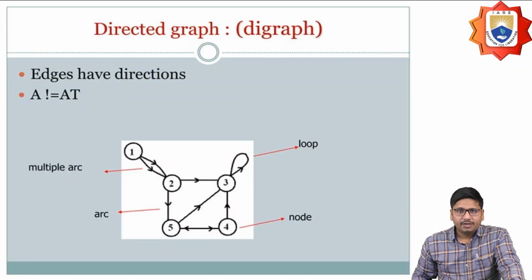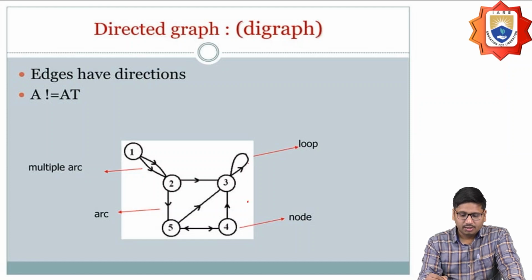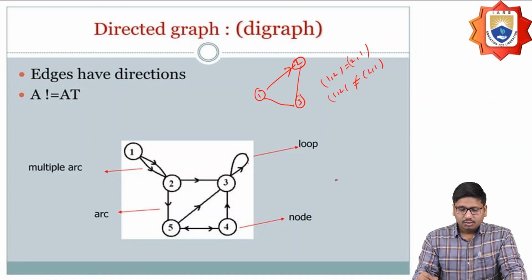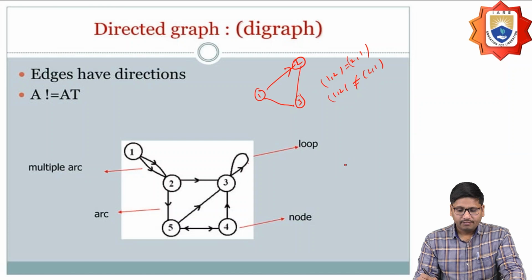And next one is the directed graph. Here the directed graph means the edge has directions, and some graphs may also have loops like this, and multiple arcs also. In an undirected graph, if I have the edge 1, 2, it is almost similar to 2, 1 as well. Whereas in a directed graph, 1, 2 may not be equal to 2, 1. So this kind of graph is what we call a directed graph.